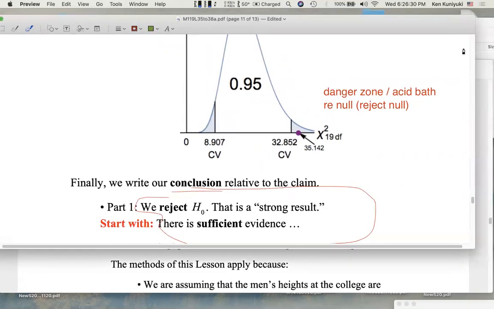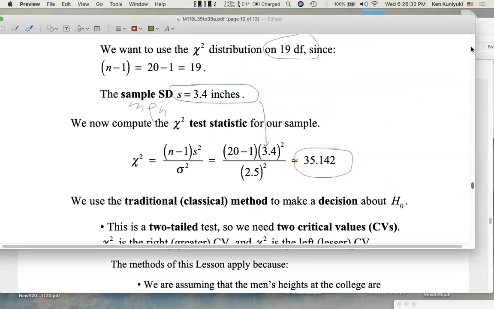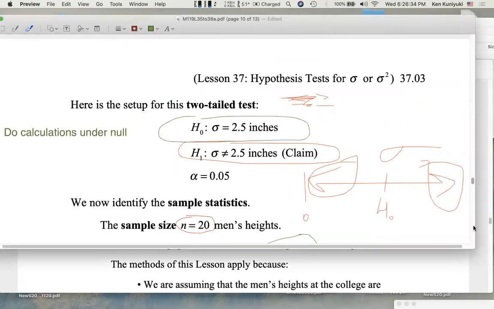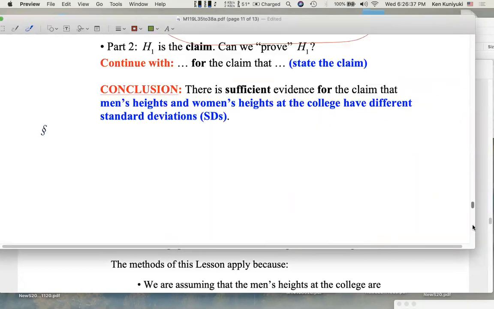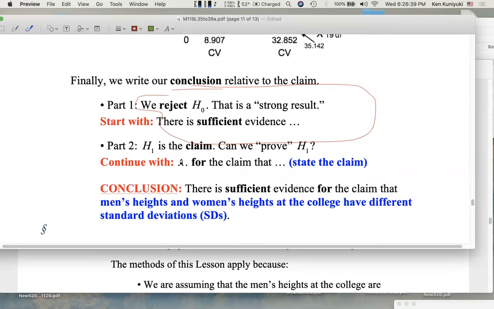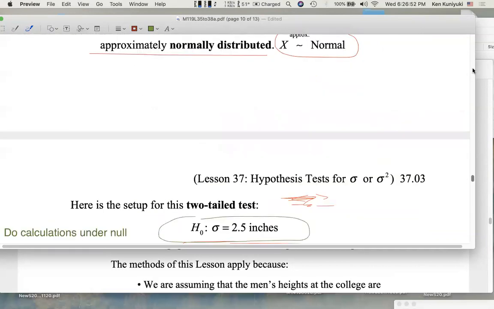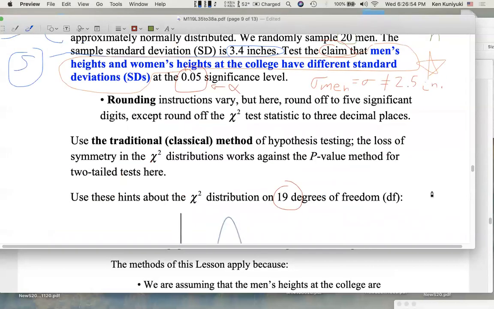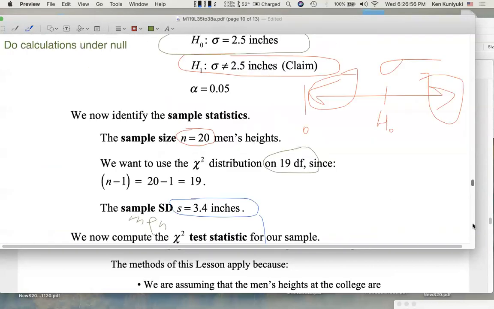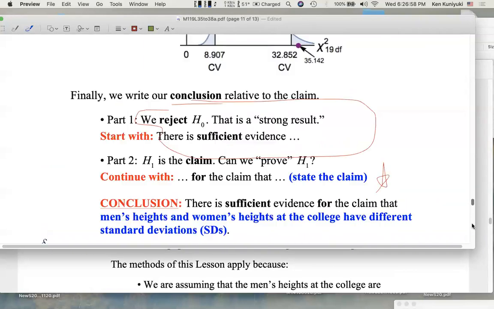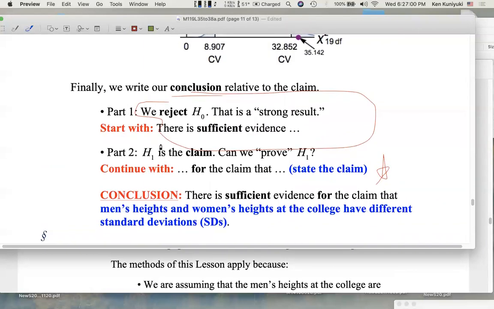Who is the claim? I forgot too, actually. It was the alternative. Okay, I remember. It's the alternative, like the research hypothesis again. Can we prove the alternative? We're weighing evidence for or in support of the claim. That was the star guy, way up here. The alternative is the claim.